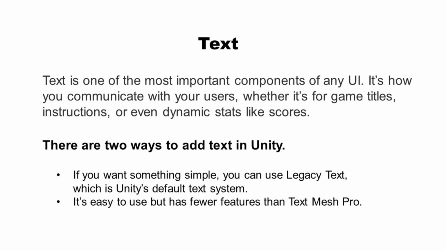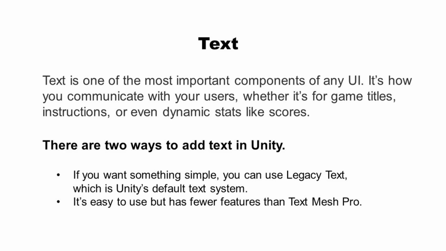Text is one of the most important components of any UI. It's how you communicate with your users, whether it's for game titles, instructions, or even dynamic stats like scores. There are two ways to add text in Unity. If you want something simple, you can use legacy text, which is Unity's default text system. It's easy to use, but has fewer features than Text Mesh Pro.